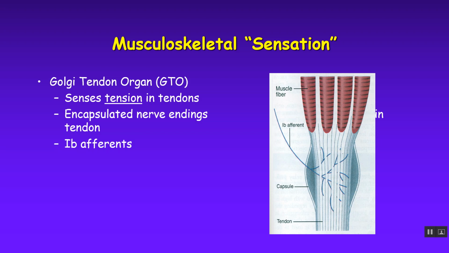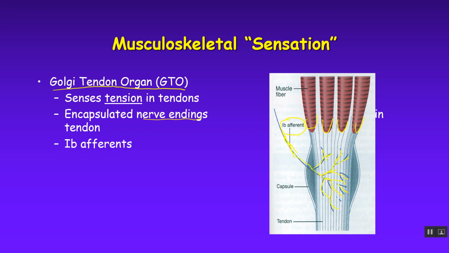We're still on musculoskeletal sensation. We're still on these very specialized receptors. The next one we're talking about is a Golgi tendon organ, GTO. Here it is. It's not as specialized. These are encapsulated nerve endings in the tendon, so they're kind of threaded in the tendon here. So this is the muscle here. It's the musculotendinous junction area. So the GTO senses tension in tendons. They're going to send their afferent information about tension up a 1B afferent.